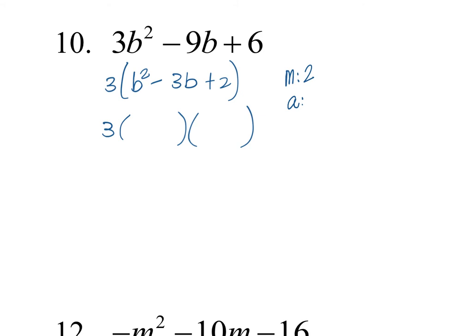negative 3. So since you're multiplying to get a positive number, your signs are the same. But since you're adding those two same signs together to get a negative, they must both be negative. So the factors of 2 are 2 and 1 and 1 and 2. And if I make them negative, they add to give me negative 3.